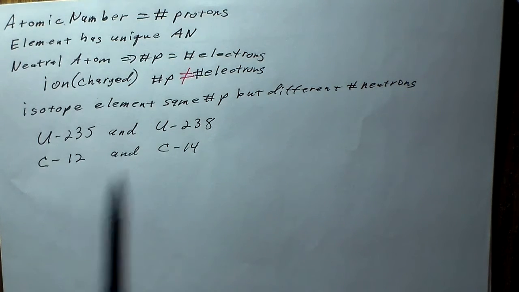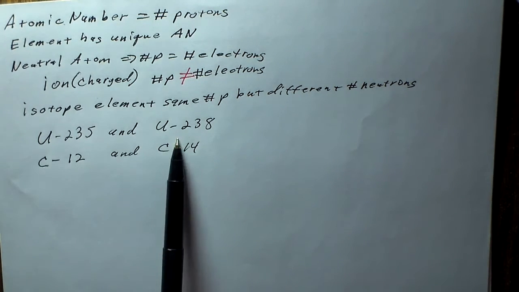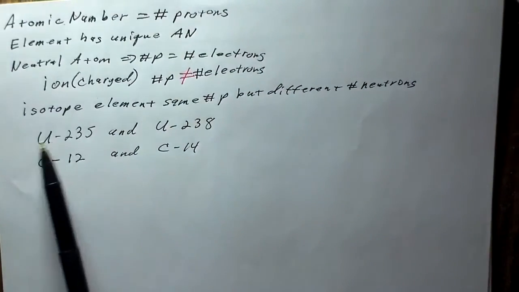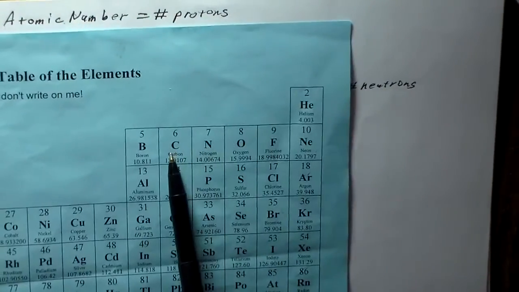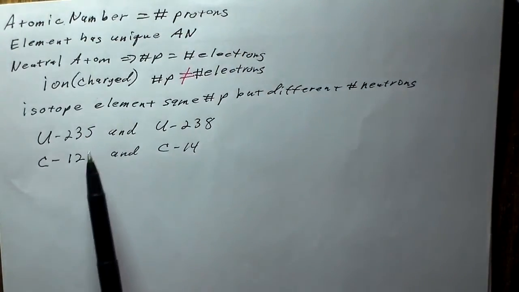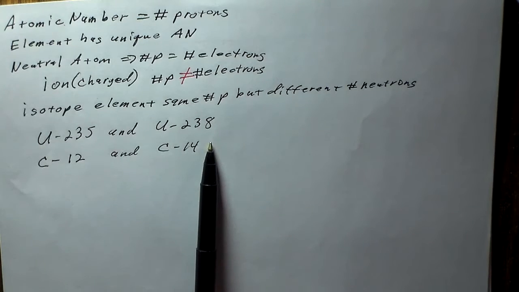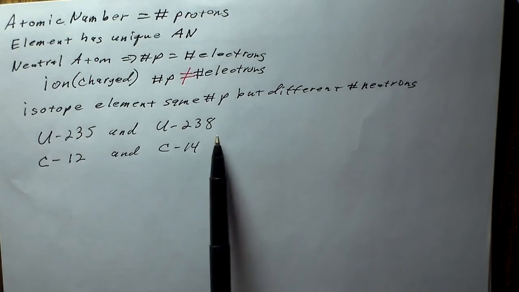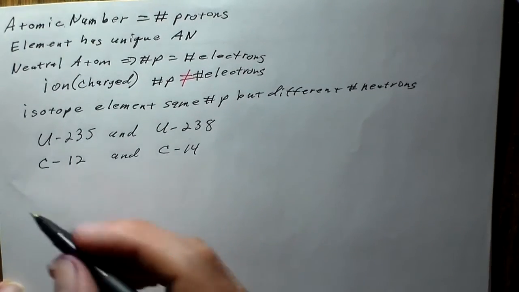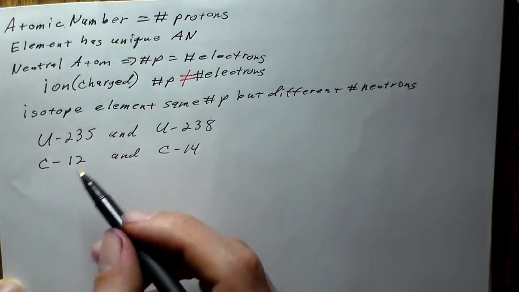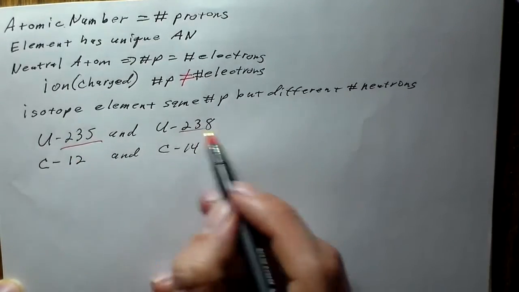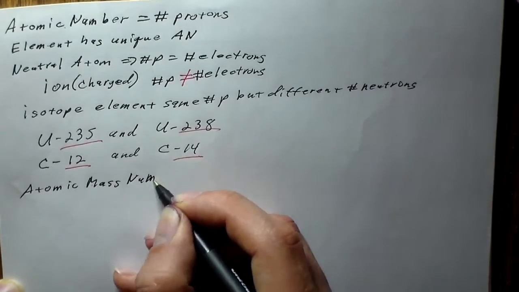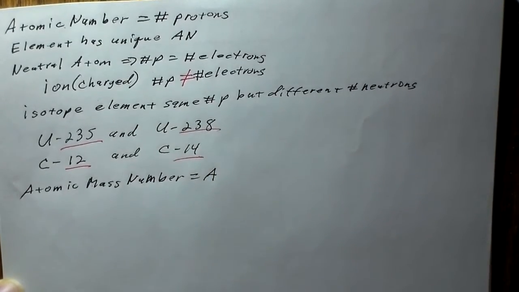And what's different between these? So remember uranium here has a unique atomic number. So uranium is always going to be 92. So this is always going to have 92 protons. Carbon down here is always going to have 6 protons. But the number of neutrons is different. Now, these numbers here are not the number of neutrons. These are what we call the mass numbers. So these numbers that I'm underlining here, these are the atomic mass number. And this is commonly just called A.